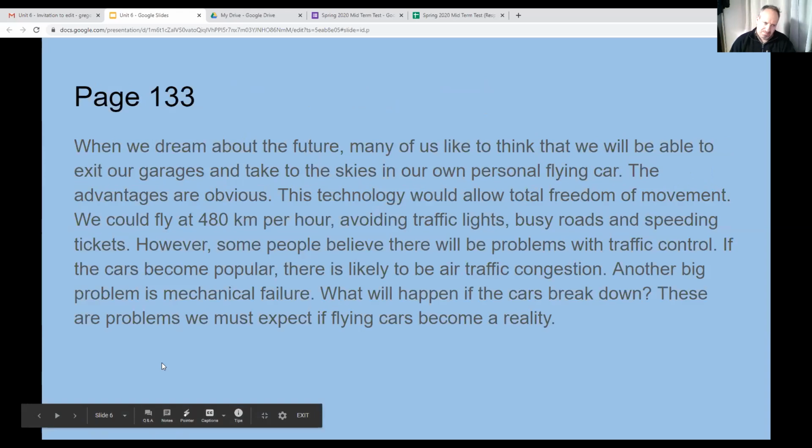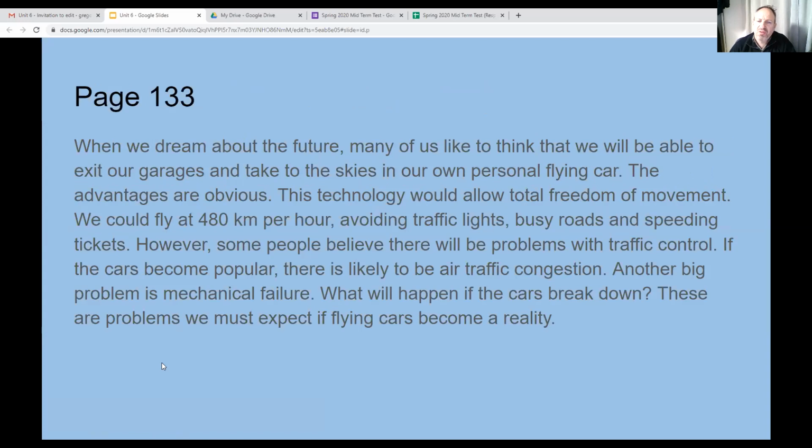Continuing, when we dream about the future, many of us like to think that we will be able to exit our garages and take to the skies in our own personal flying car. The advantages are obvious. This technology would allow total freedom of movement. We could fly at 480 kilometers per hour, avoiding traffic lights, busy roads, and speeding tickets.